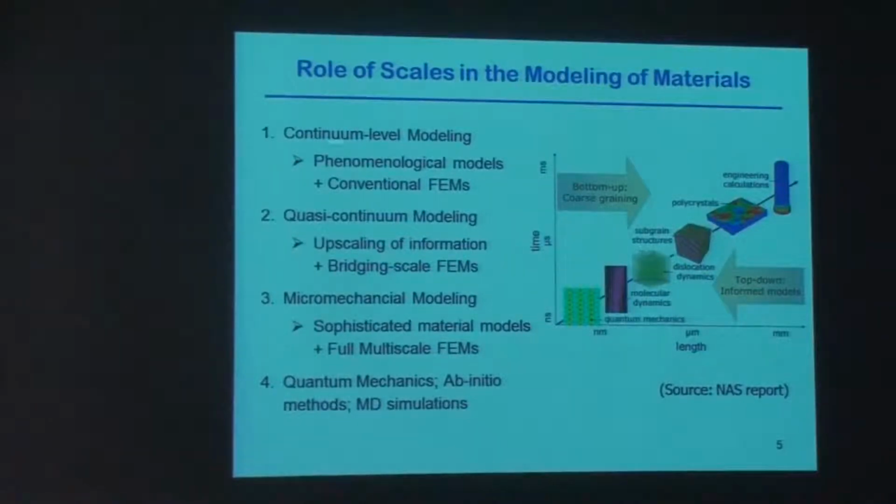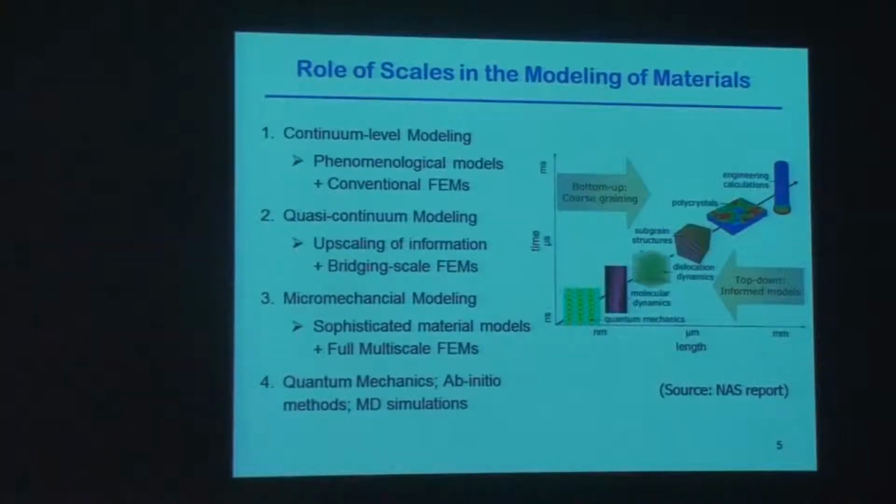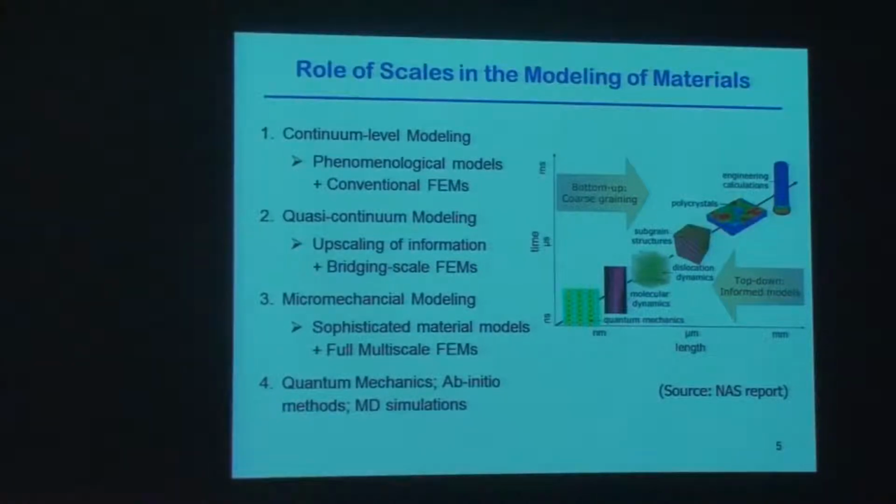So continuum level modeling or quasi-continuum modeling lies at this end of the spectrum, and quantum mechanics, ab initio methods, and molecular dynamics simulations lie at this end of the spectrum. Molecular dynamics based techniques are very good, and they can provide us information about defects originating and material degradation and so on. However, they are seriously limited in terms of the length scales and time scales if we want to scale them up to engineering applications. So from a computational mechanics perspective, an important issue has been how can we combine these two, how can we bridge these scales?